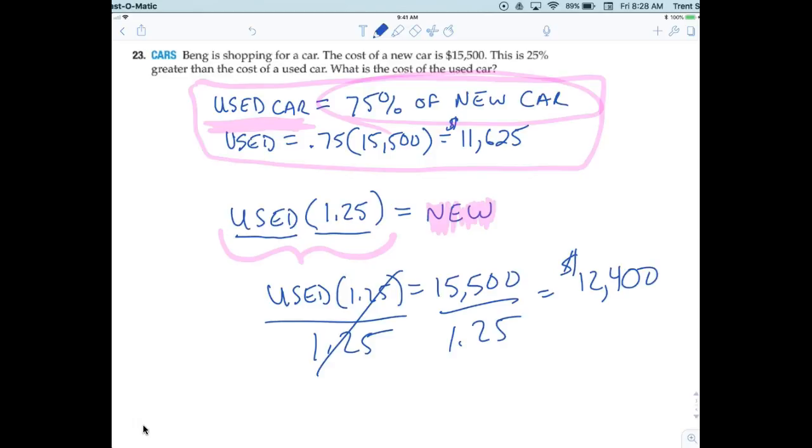All right, but now I need everybody, because I made a mistake on that, I want you to look up there, I want you to read it carefully, and I'm trying to make sure that you see the difference between the two. They give me the value of the what? They give me the value of the new car, which is 15,500. That is 25% greater than the cost of the used car. All right, so if it's 25% greater, it would be the used car times what? 1.25.